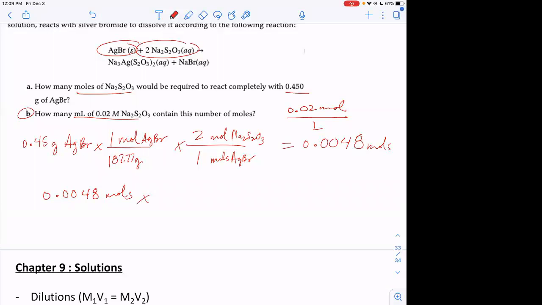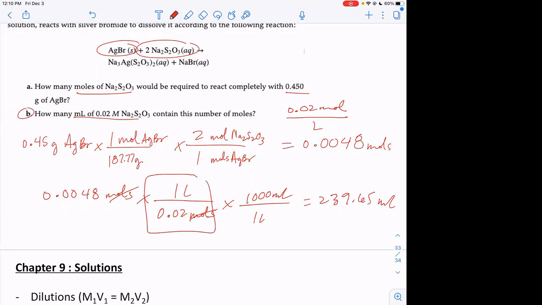So I'm going to plug that in right here. I want moles to cancel, so I'll just flip it upside down per 1 liter. Moles will cancel, and then I'll just convert all the way to milliliters. 1 liter is 1,000 milliliters. So take this number, divide by 0.02 times by 1,000, and you would find that it's 239.65 milliliters. So this right here is where I'm plugging in my molarity as a conversion factor to convert from moles to liters. Okay.